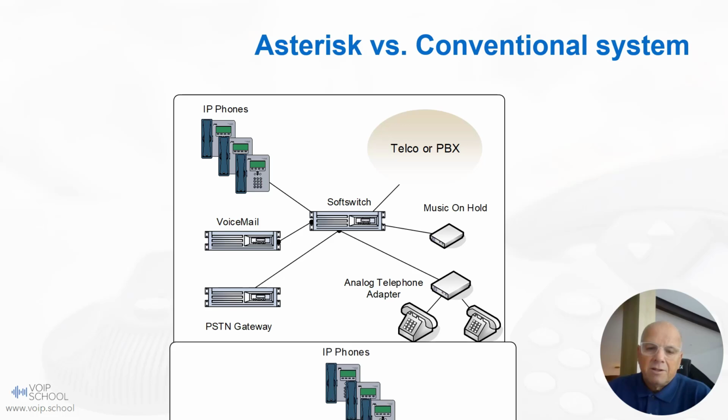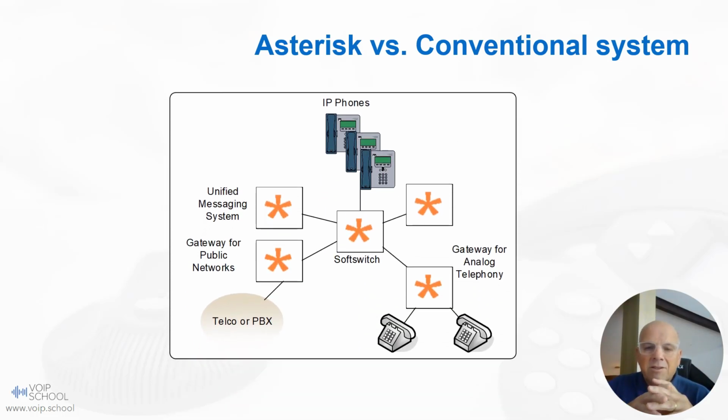After Asterisk, what happened? Asterisk started to cover all of these needs. So in a single system, you have the contact center, the ACD, automatic call distribution. You have voicemail, unified messaging. You can use it as a gateway for public networks, and you can use it to connect analog telephony. So Asterisk became a system, in a single server running Asterisk or with several servers, where you can fulfill all the communication needs of a company.